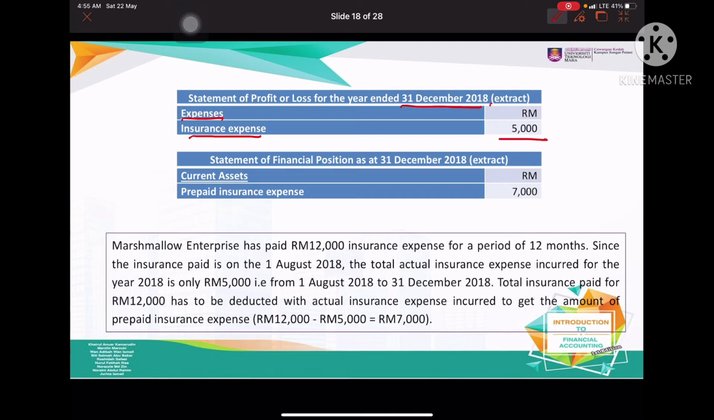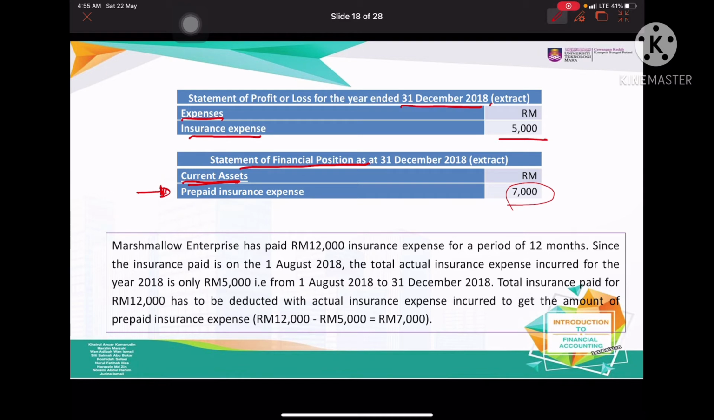So what will be the effect on our statement of financial position? The other 7,000 we have to put under current asset, as prepaid insurance expense. Why does it fall under current asset? Because we paid in advance and the period has still not come, so that one falls under current asset, as it still belongs to our asset.